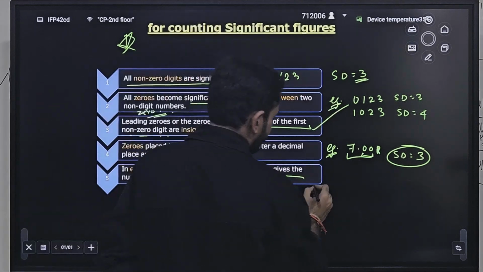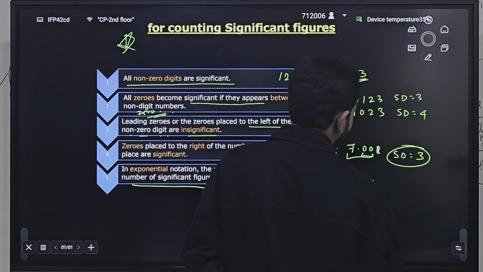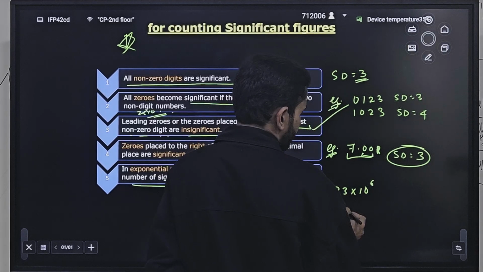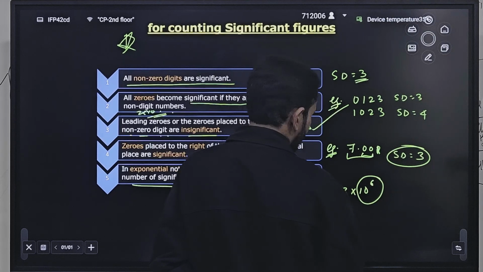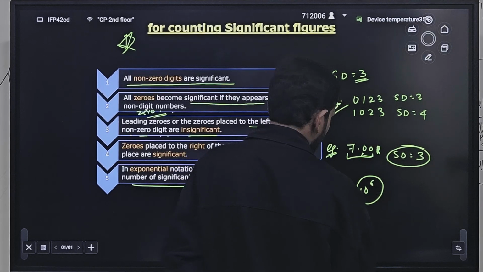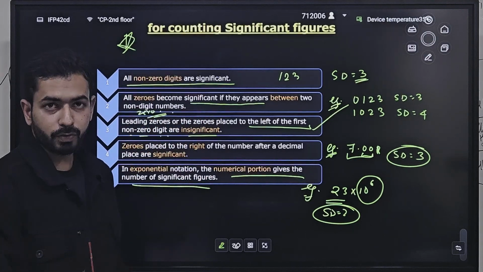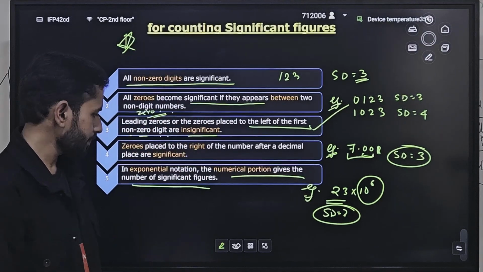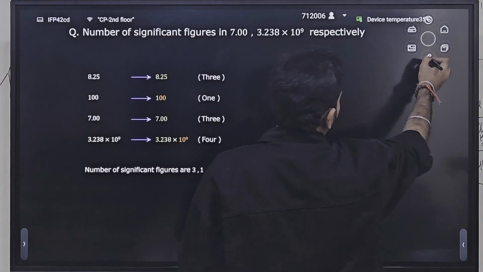For example, you are writing 23 into 10 power 6. So what will be the number of significant digits? The power of 10 doesn't have any significance. Only the 2 and 3 will be the significant digits. See how easy this thing is, but still very important. Maybe if a question comes directly, then this will be helpful. For example, some questions are given. Quickly check and apply the rules.